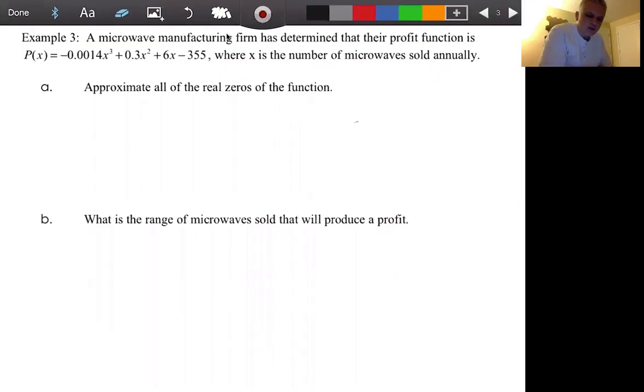So example 3 says, a microwave manufacturing firm has determined that their profit function is P of x equals this lovely cubic function, where x is the number of microwaves sold annually. All right, so we're going to approximate all of the zeros of the function by looking at decimals.